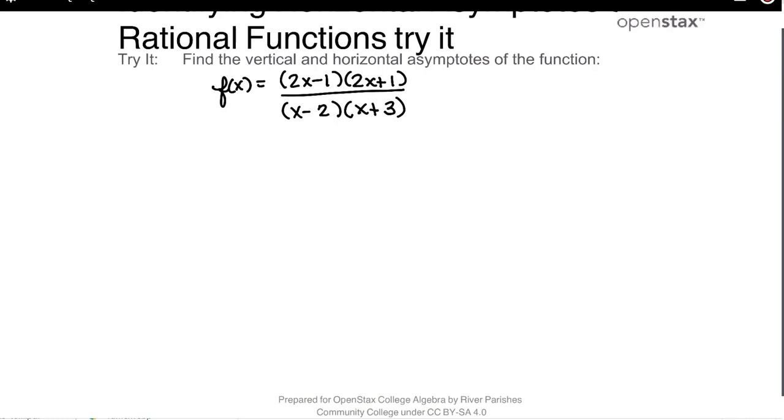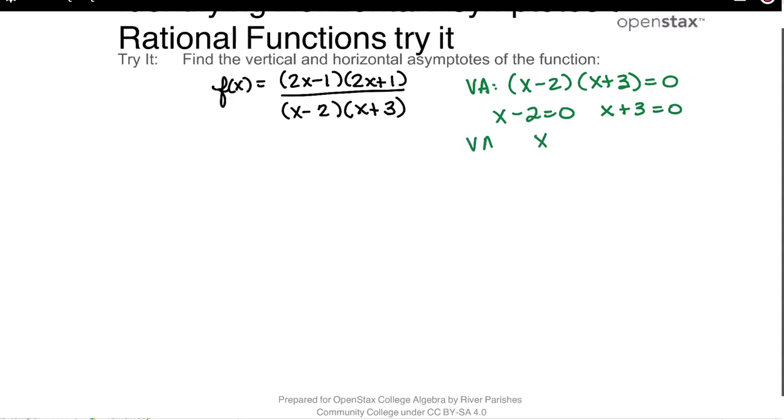Okay, so let's do vertical asymptotes first. First, I would check for any removable discontinuities to see if any of the factors will cancel. This has already been factored. Nothing cancels, so there are no removable discontinuities or holes. So we're going to set the denominator, x minus 2 times x plus 3, equal to 0. So x minus 2 equals 0. x plus 3 equals 0. So there are vertical asymptotes at x equals 2 and at x equals negative 3.